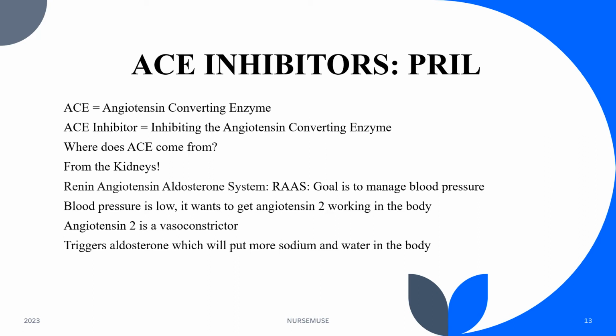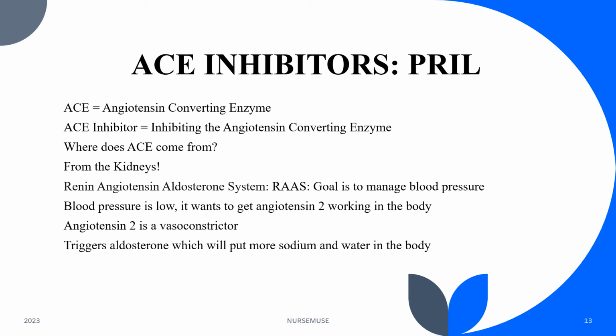So anytime you see a medication ending in PRIL, P-R-I-L, it should alert you that this is an ACE inhibitor. So remember, ACE is the angiotensin converting enzyme. So an ACE inhibitor inhibits the angiotensin converting enzyme from converting angiotensin 1 to angiotensin 2.